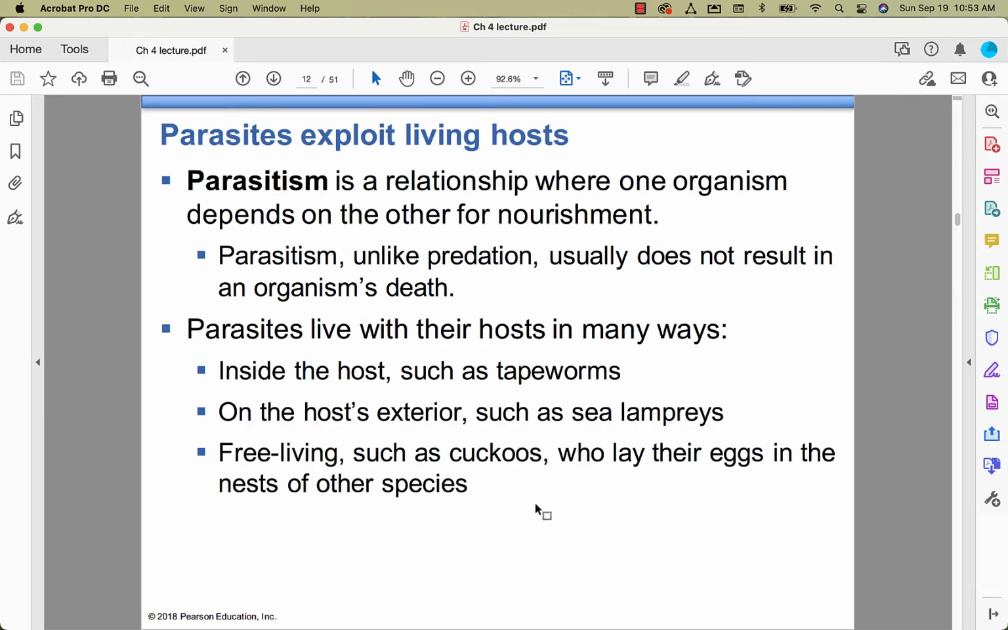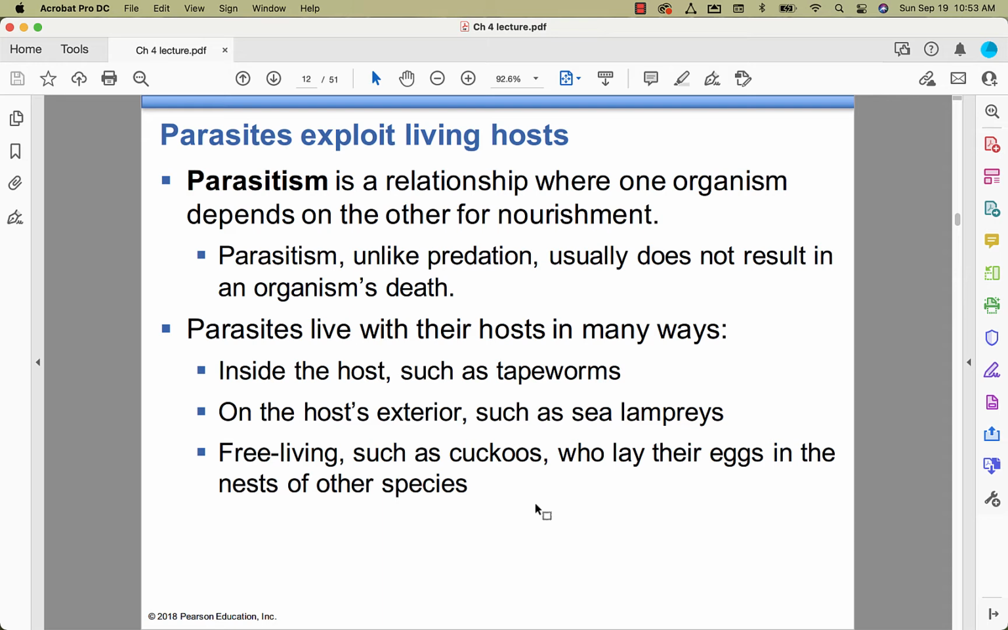Parasitism is another kind of relationship where organisms depend on each other for nourishment. Okay, so how is this different than predation? In predation, the whole predator's purpose is to kill and eat the prey. Okay, parasitism doesn't usually result in an organism's death, right? So the parasite and the host. The parasite is going to live inside the host, but it is to the parasite's benefit not to kill the host, because if the parasite kills the host, then there's nothing else left for the parasite to live on.